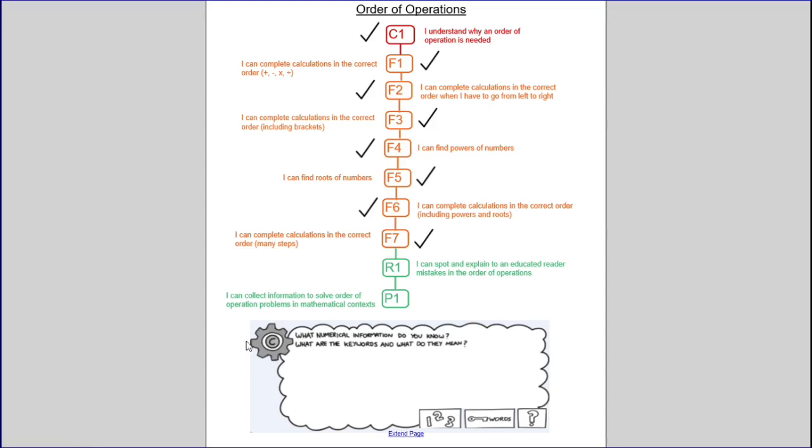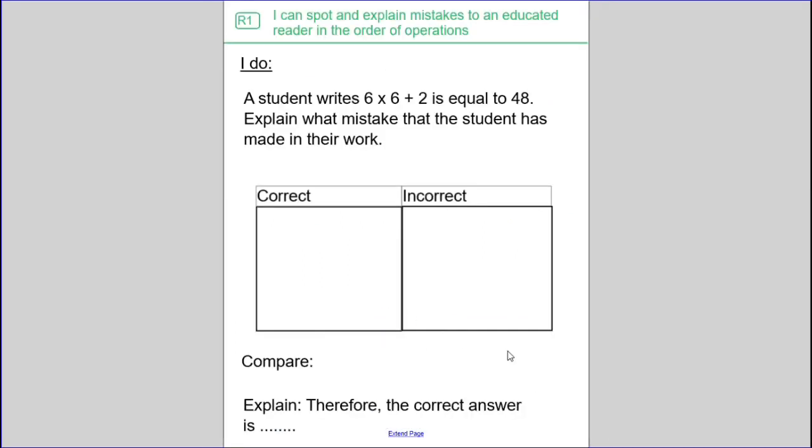So in the previous video, we covered F6 and F7. And in this video today, we're going to be looking at R1 and P1. I can spot and explain mistakes to an educated reader in the order of operations.